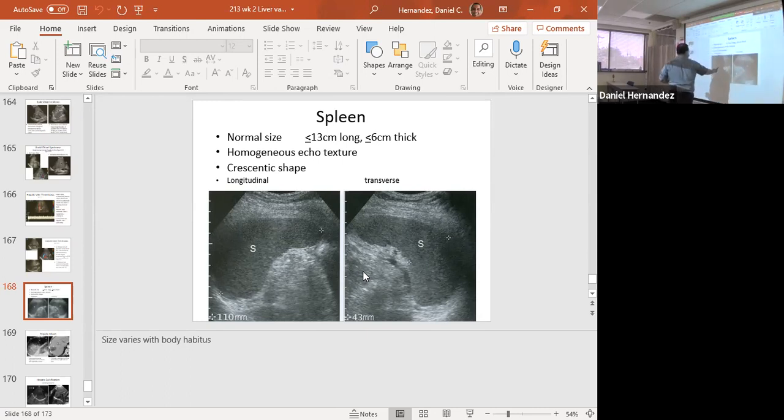Sagittal view. Measurements, measuring tip to tip to the diaphragm. And then a transverse view, where we get our thickness. Measure the thickness at the hilum.